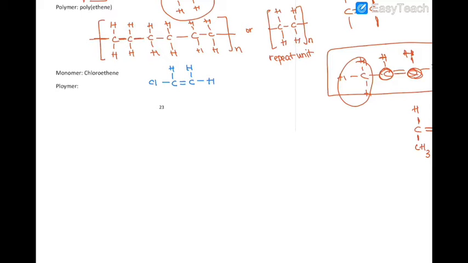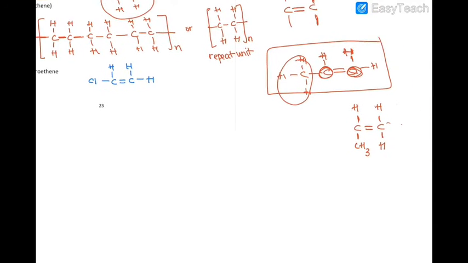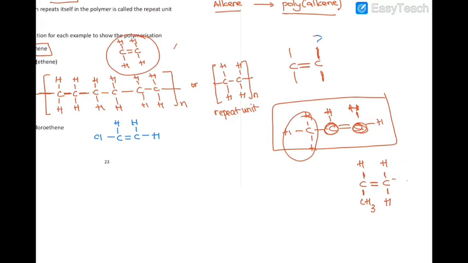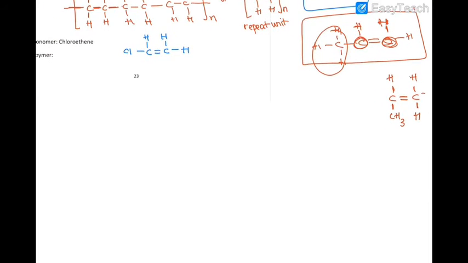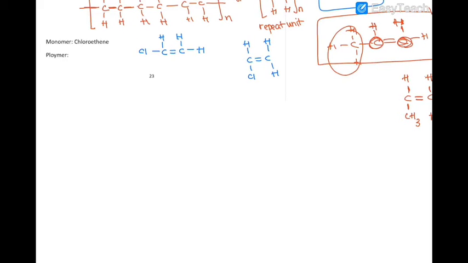So chloroethene means that you have one chlorine in an ethene molecule. But you see here, I've drawn it in this way, but it's not in the format like this. So what I'm going to do, I'm just going to redraw it so that I have this H and the Cl on top and on the bottom. So now I have my monomer.